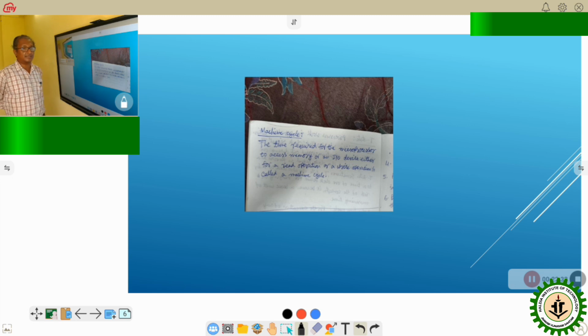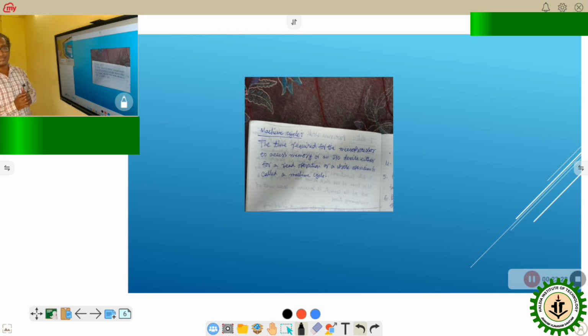Next is machine cycle. The time required for the microprocessor to access memory or an I/O device, either for a read operation or a write operation, is called a machine cycle. Memory means memory, and I/O devices mean different external devices which we connect with the microprocessor. I/O devices may be a keyboard or a mouse, through which we give instructions. An I/O device may be a webcam, a printer, or a scanner. So the time required for the microprocessor to access memory or an I/O device, either for a read or write operation, is called a machine cycle.